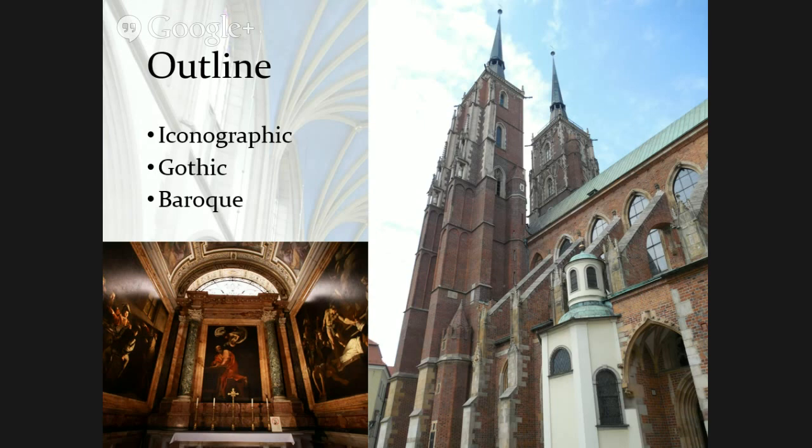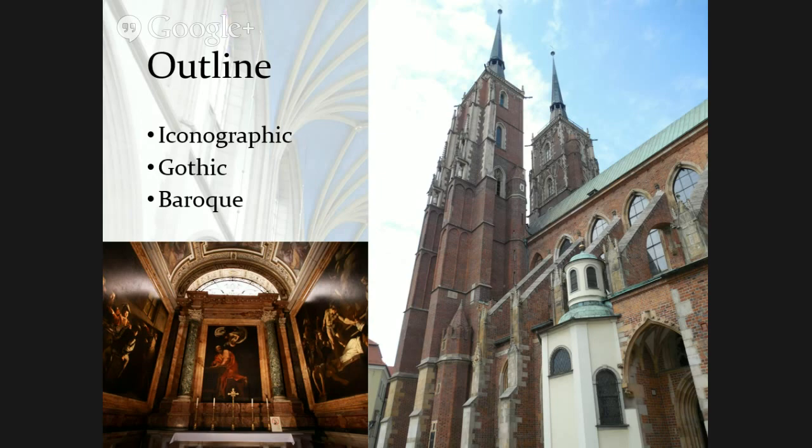So I've got a couple images. That's a Gothic church in Wrocław in Poland that I saw when I was there, and this is a chapel in Italy, which I didn't see. But it has, so that's Gothic. The paintings in there are Baroque, and they're Caravaggio. We'll see one of those in more detail later.